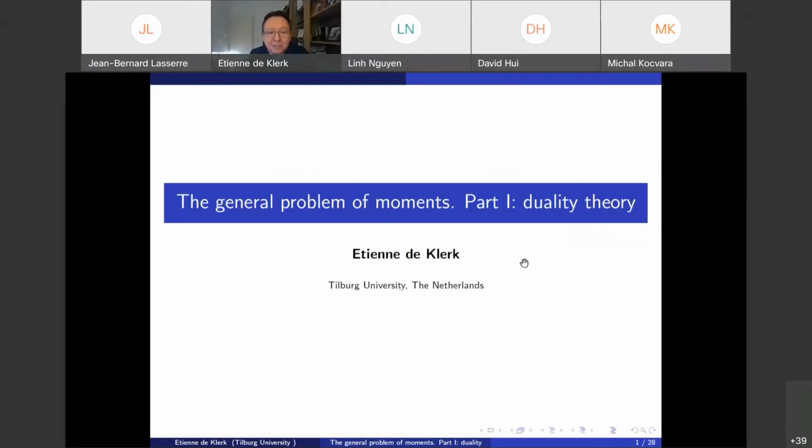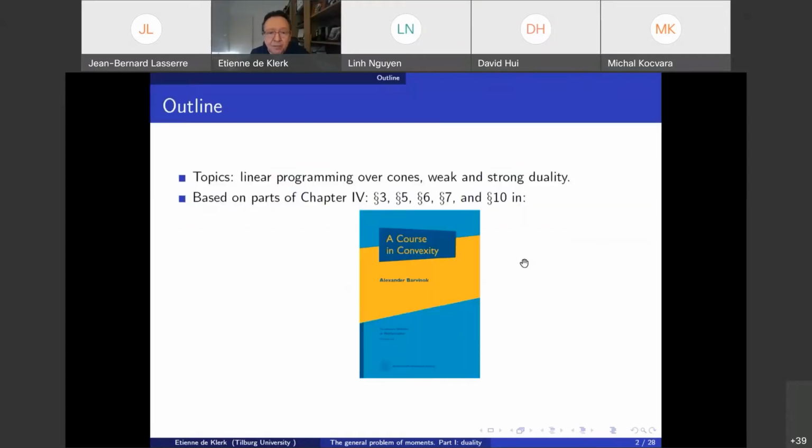So in this first part, I want to speak about duality theory, and I'm going to base my lecture on this book by Alexander Barvinok. It's called A Course in Convexity, and it's really a wonderful resource for people who want to understand finer details of convex analysis, and not only in the Euclidean space, but in more general topological vector spaces. So I can really recommend this extremely highly if you want to have a deeper understanding of duality theory.